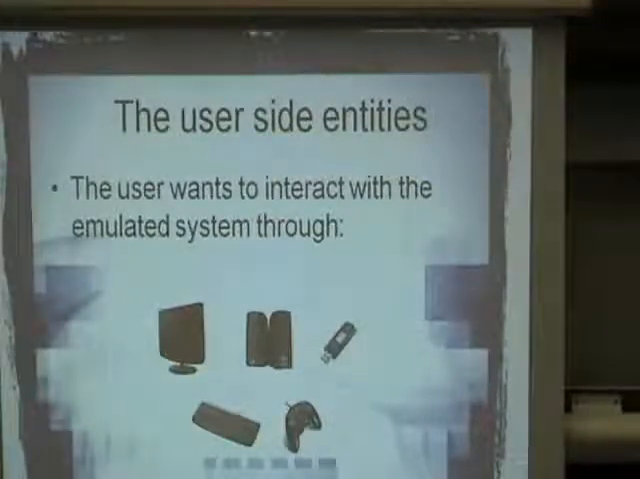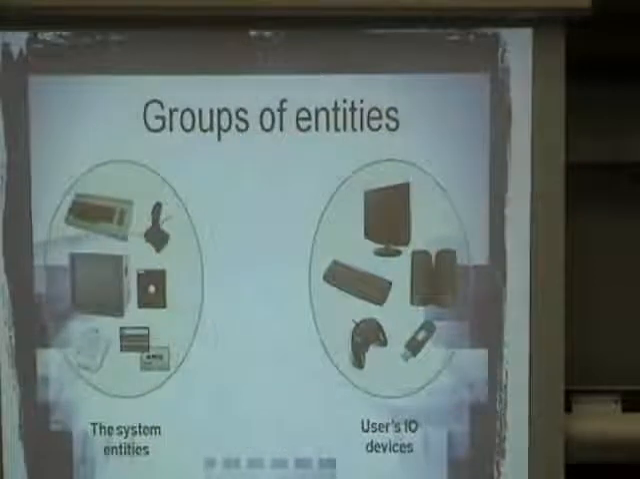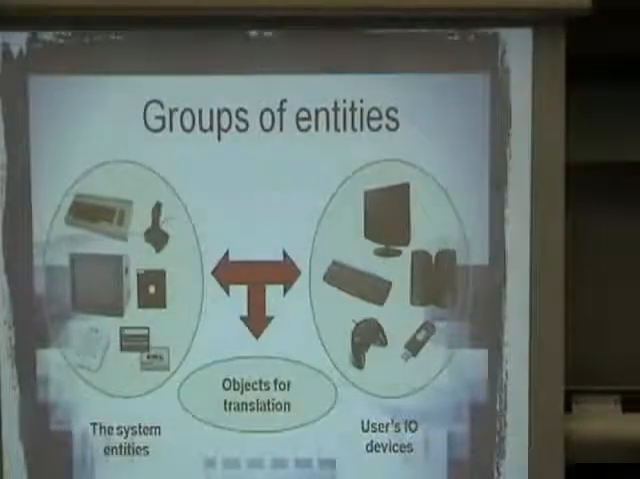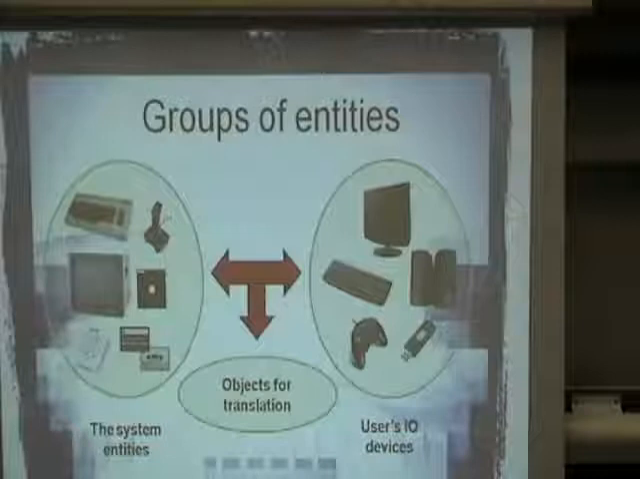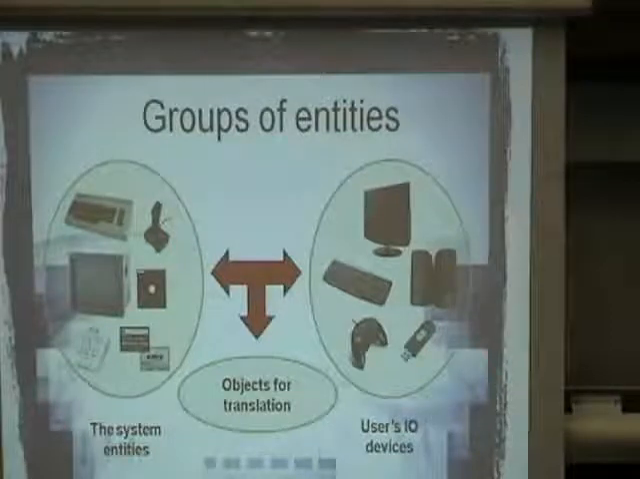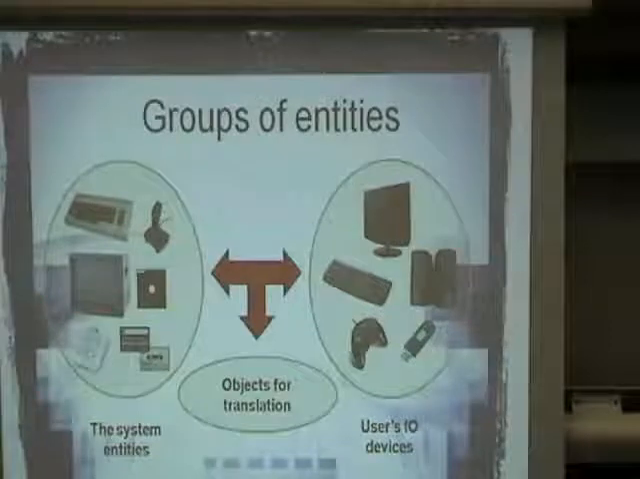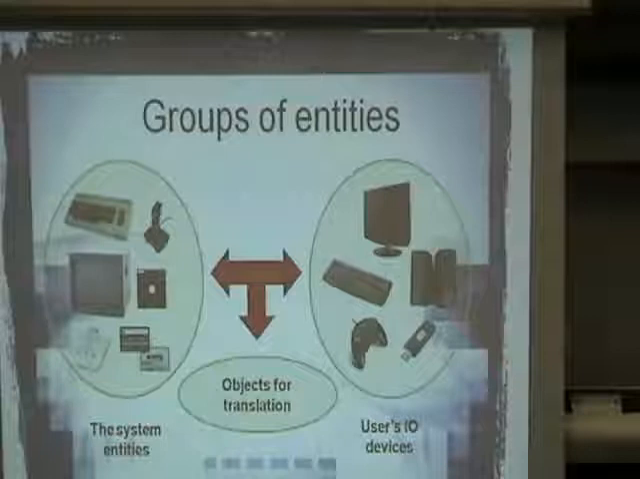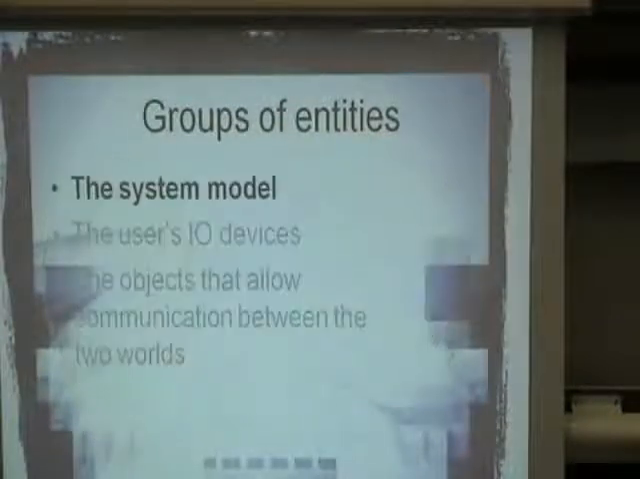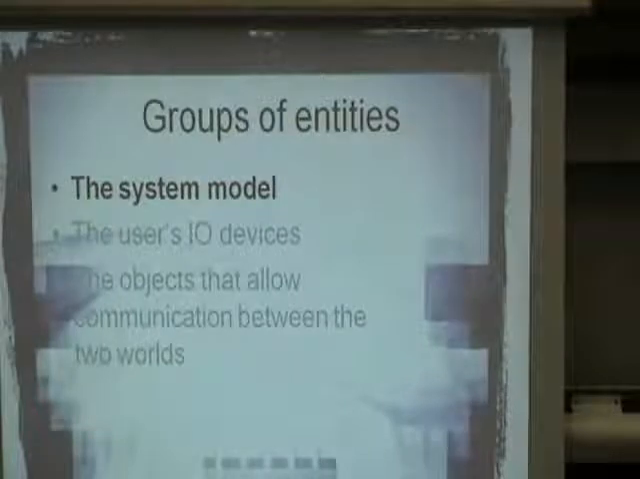The interface of the user. You want that when the user presses a key on his keyboard, it is transformed into a key press in the emulated machine, for example. So we have two groups of entities now. The ones that are for the system that you're going to emulate, and the user devices. But then you need some objects that do the actual conversion between the communication of those two worlds. For instance, the same example that I gave with the keyboard. There you will have an object that takes the key press event of the user and converts it into a key press on the keyboard of the C64. So, we have three groups of entities.